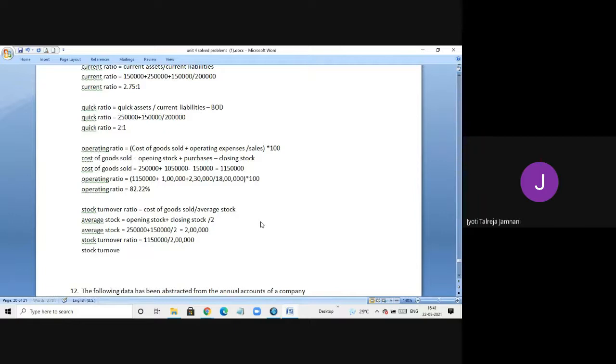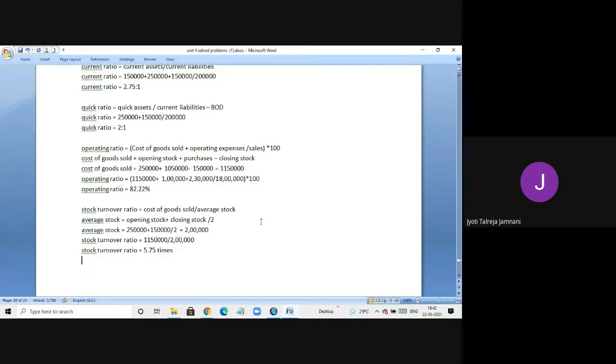Remember, all the turnover ratios will always be in times. We are finding how many times the stock has turned over. That means we have converted the stock into goods sold and again bought the raw material, again converted. So 5.75 times in a year we have converted the raw material into goods, sold them, and again bought the raw materials. So that was the cycle or the turnover that we had.